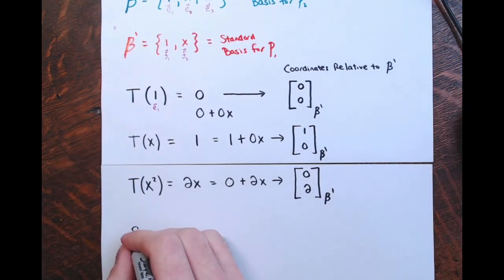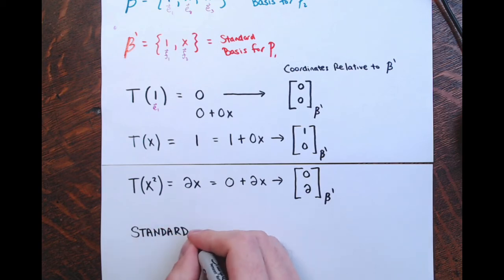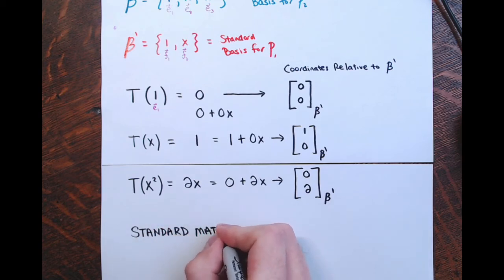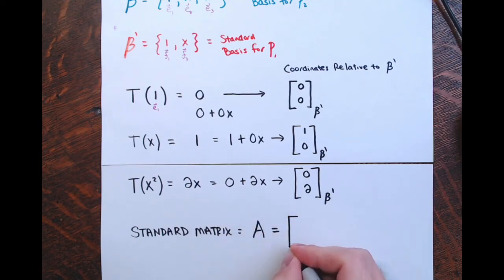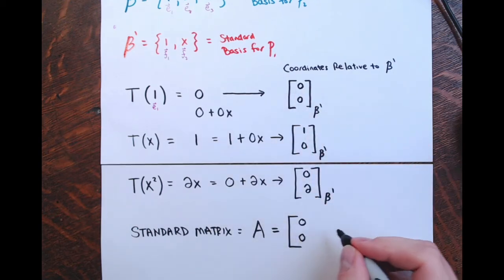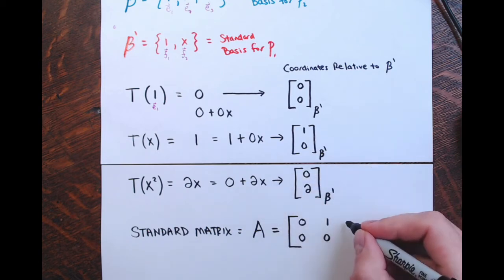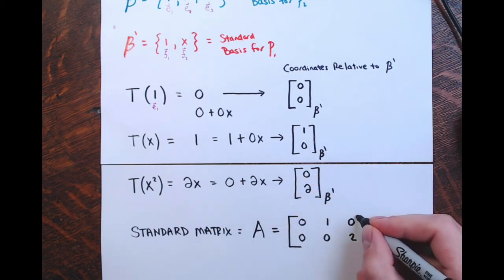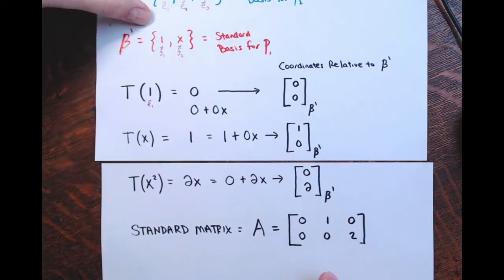All right, so the standard matrix for this transformation, which I'll call A, is going to be a 2 by 3, where the first column is, again, these coordinates, 0, 0. Second column, 1, 0. Third column, 0, 2. All right, and then putting this all together, with what it says in that theorem, we have the following.